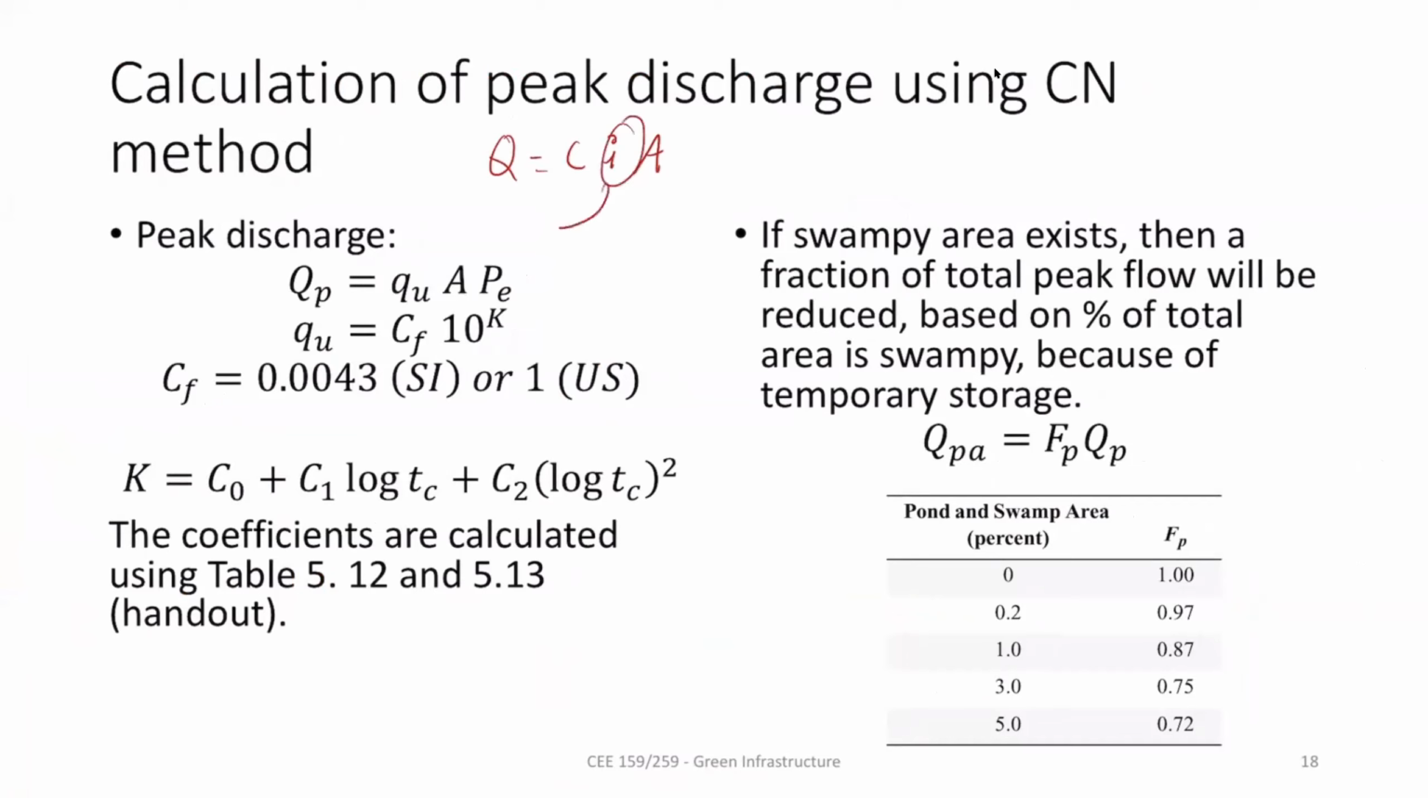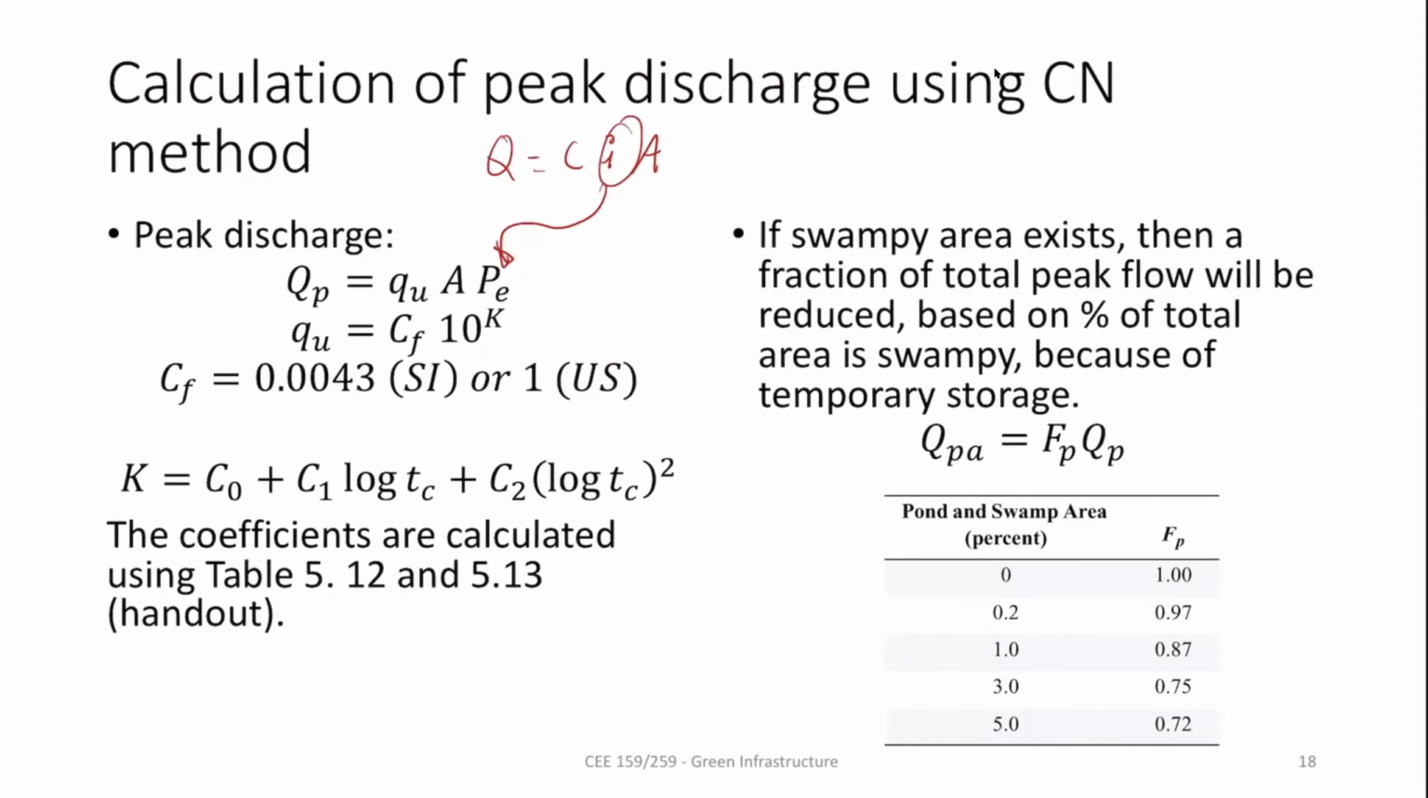So I is the same as the effective rainfall, PE, and the area is already given. The only difference here is that instead of C, you're writing QU. QU has similar factors, so you can use the curve number or other factors to calculate QU. This QU value is CF times 10 to the power K. This is an empirical number. The K value is here, C0, C1 times time of concentration, so it's a function of time of concentration.